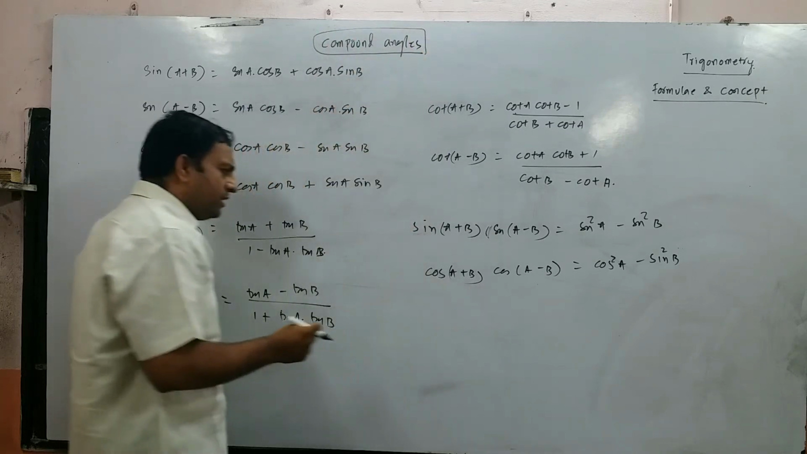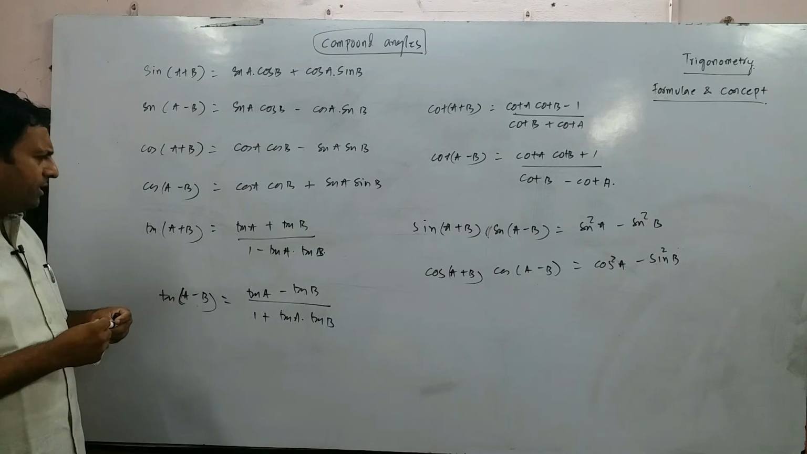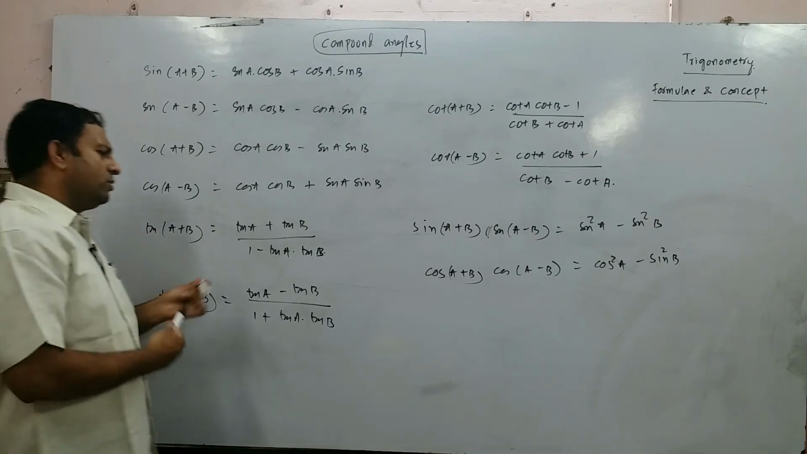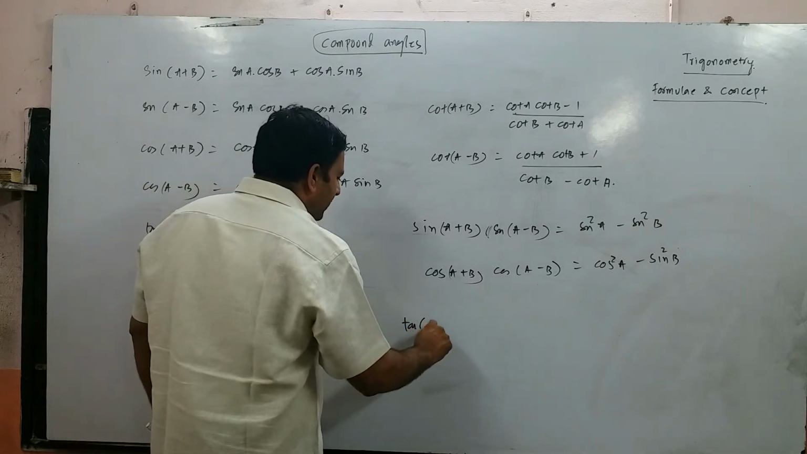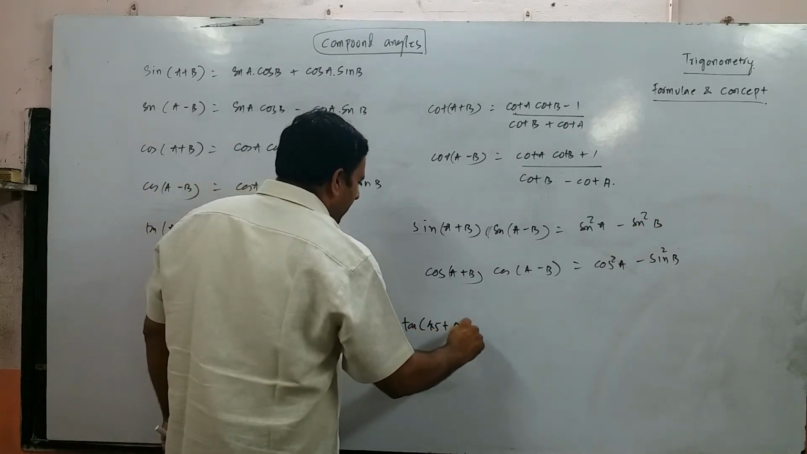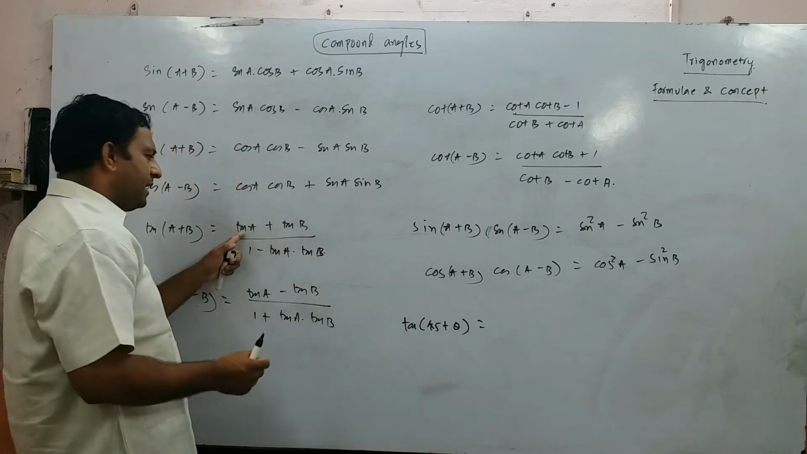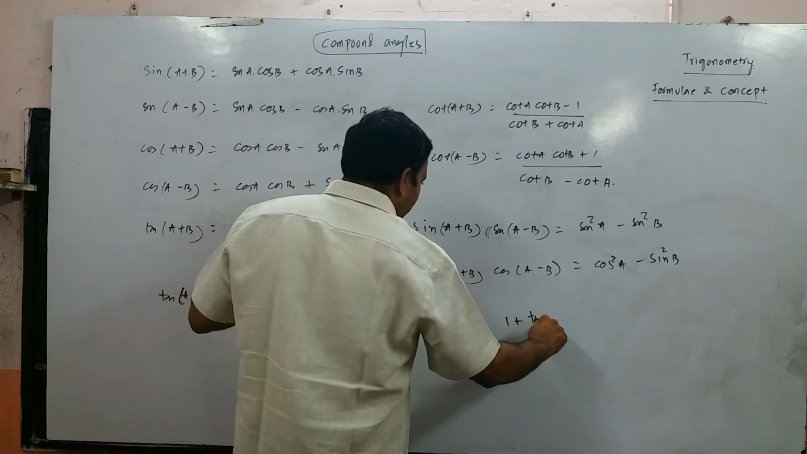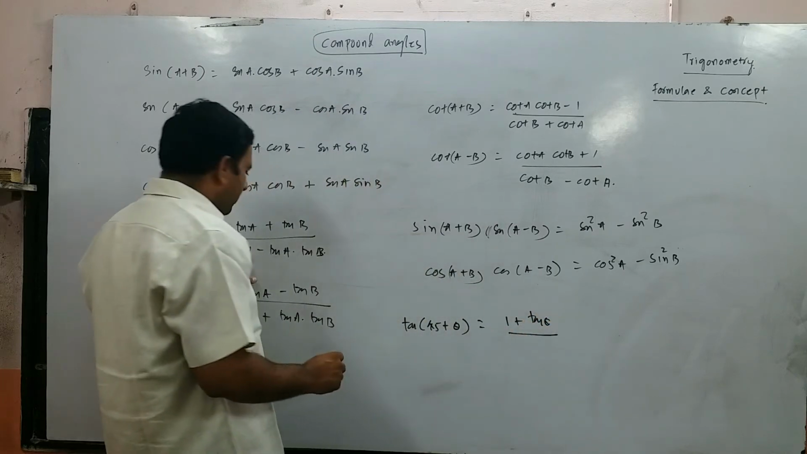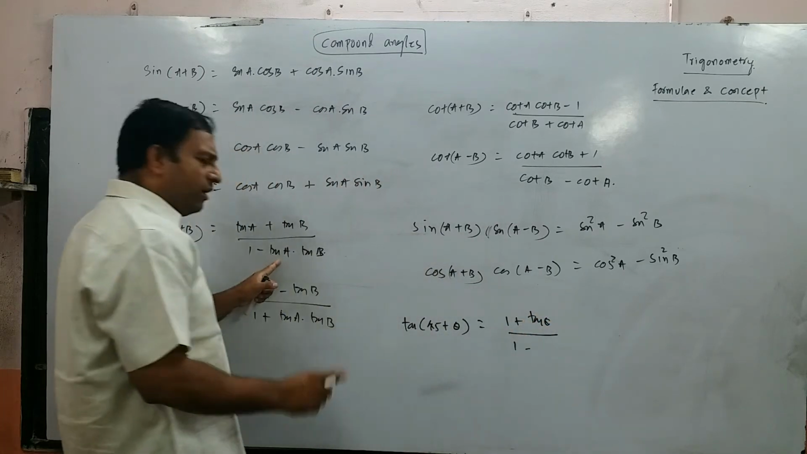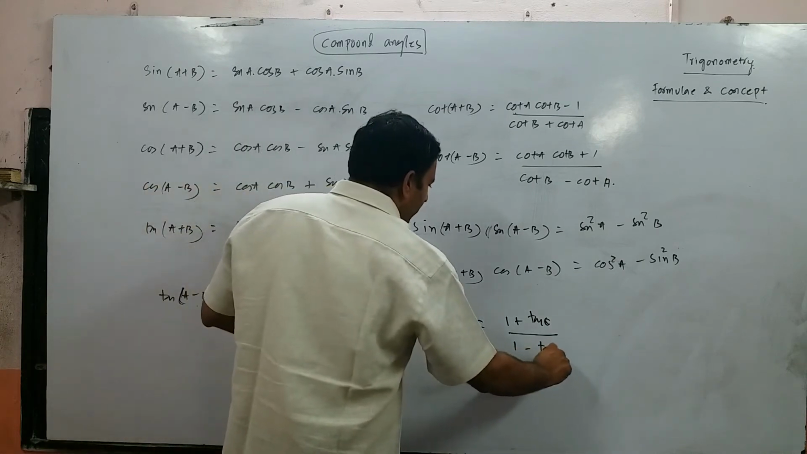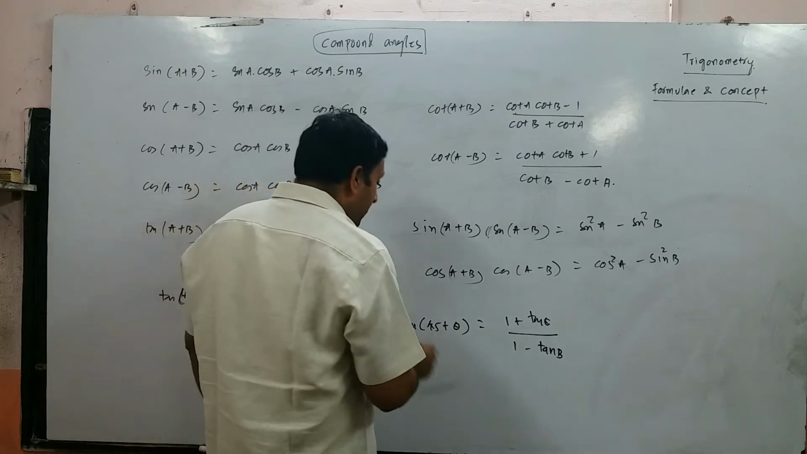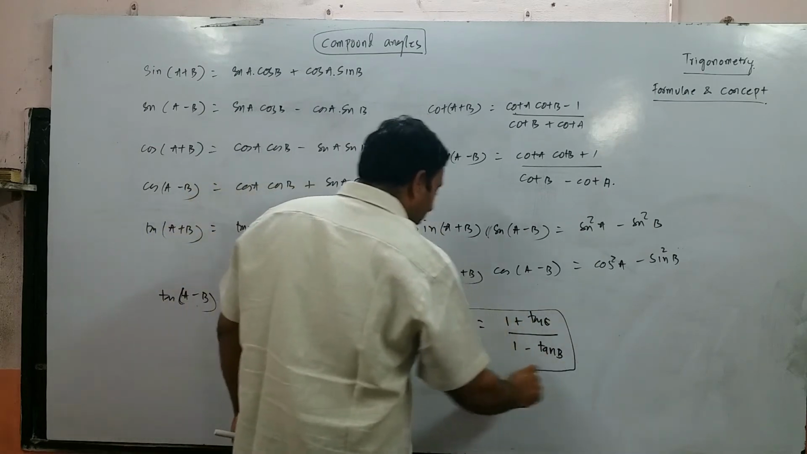However, there are certain deductions. For example, a very frequently used deduction is there. If I put any angle A as 45 and B as theta, what is going to happen? If I write A as 45 and put B as theta, then tan of 45 plus theta can be written as tan 45 plus tan B by 1 minus tan 45 into tan B. What is tan 45 value? 1. So it is 1 plus tan theta by 1 minus tan theta. So tan of 45 plus theta is 1 plus tan theta by 1 minus tan theta. It can also be used as a standard result of the formula.